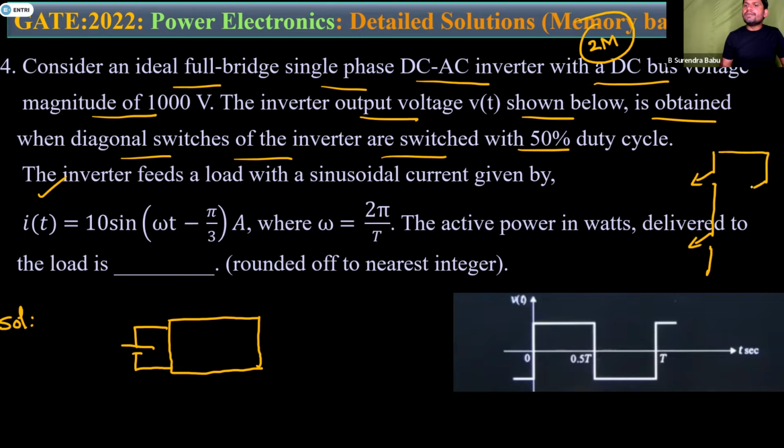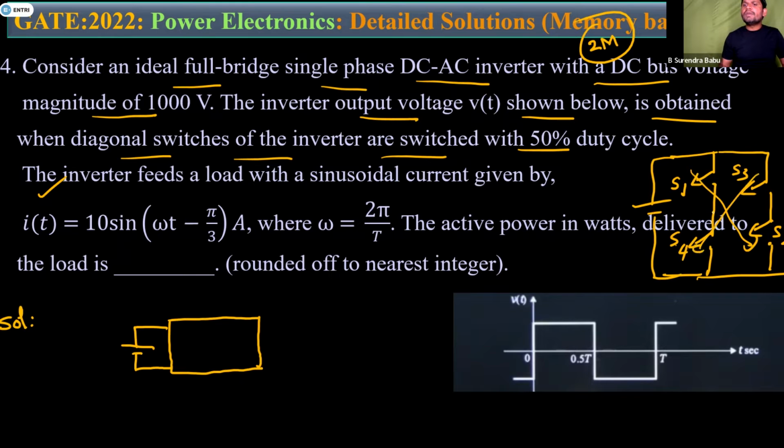For example, this is the full bridge inverter. There are also feedback diodes. Diagonal switching means this is S1 and this is S2, and this is S3 and this is S4. That is the meaning of diagonal switching. Here the load is connected, and there are some feedback diodes. I'm not drawing the total circuit, not required here. This is the inverter circuit.